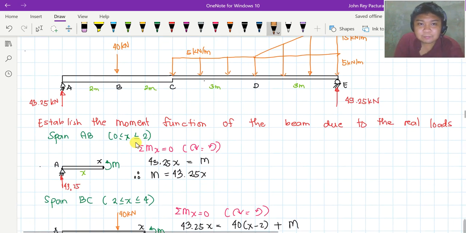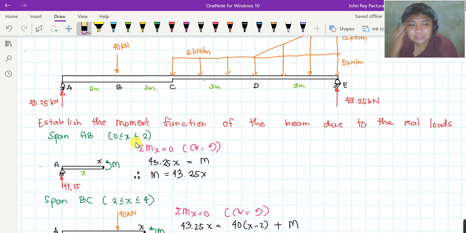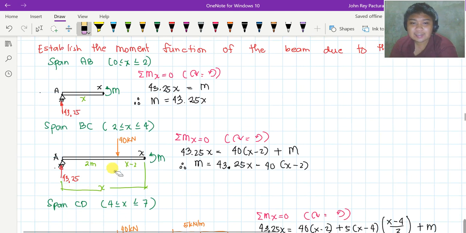So, for span BC naman tayo, itong mangyayari from 2 to 4 siya. So, kumbaga, yung cutting plane mo, pinunta mo na siya dito. Tapos, in-establish mo na naman yung X with reference sa point A. So, ito na class ang nangyari. Ang mahahanap ko na moment function using summation moment at point X equals 0. That is 43.25x minus 40, the quantity X minus 2.